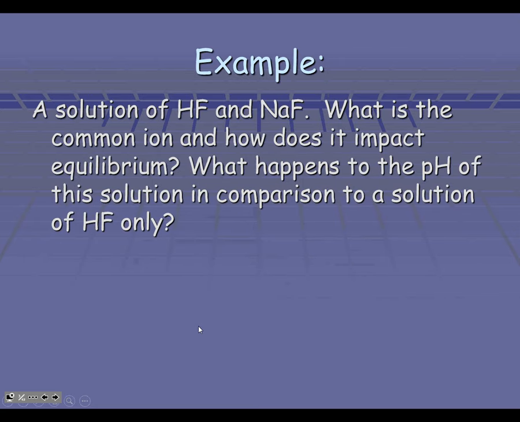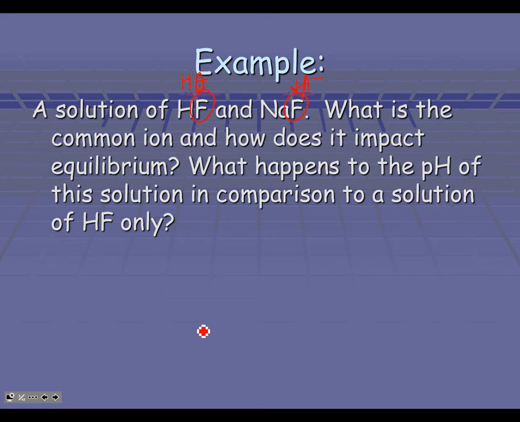Here's an example. We have a solution of hydrofluoric acid, our HF. I'm going to refer to this as our HA. That's just the generic formula for a weak acid. And we have sodium fluoride. Notice our A here is fluoride, and guess what we have over here? We have fluoride as well. There is our A minus. The fluoride is our common ion.